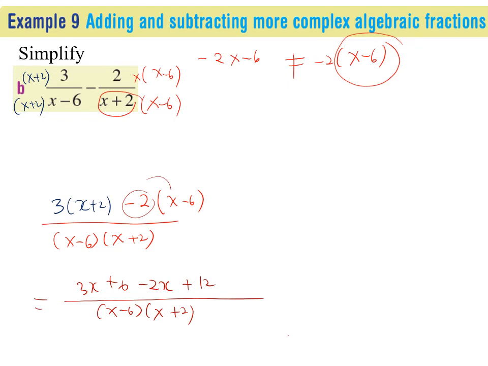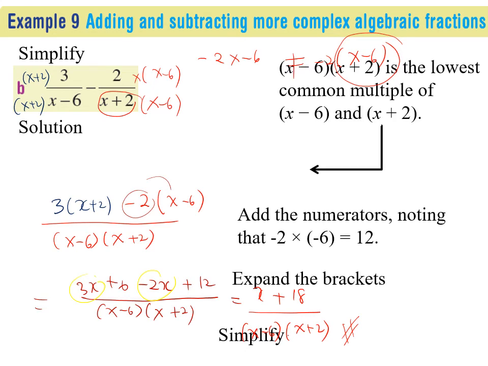And then collect the like terms. So 3x with minus 2x, that will be x. 6 and 12 is 18. Copy the denominator. And there's no way I can simplify further. And that's all we have here.